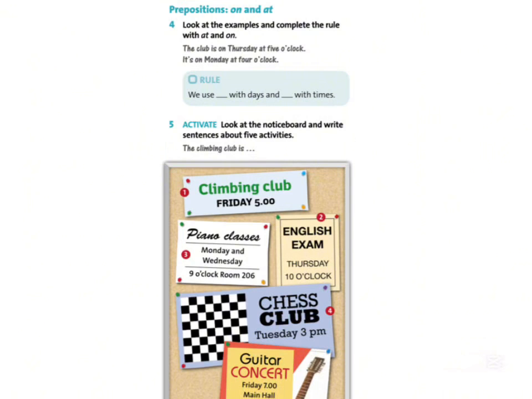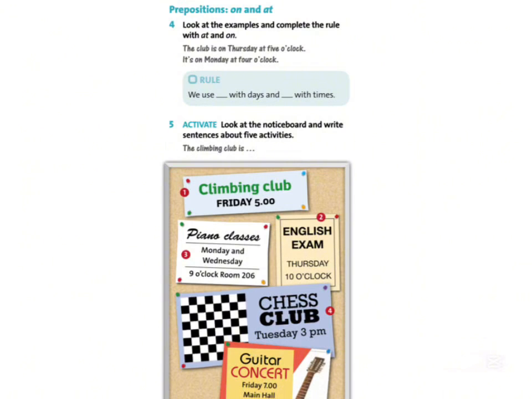Дүйсенбі күні сағат 4-те. Өздеріңіз мысалдан көріп тұрғандай, on апта күндерінің алдына қолданып тұр, ал at сағатты, яғни уақытты айтқан кезде алдына қолданылған екен. Ережеге толықтыратын болсақ, we use on with days, күндермен. Yes, on and with times уақытпен қолданамыз. Yes, right, at'ті қолданамыз.